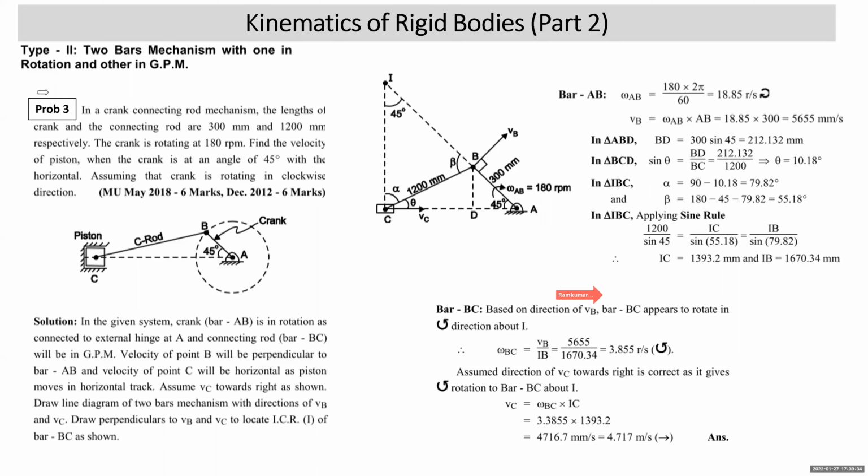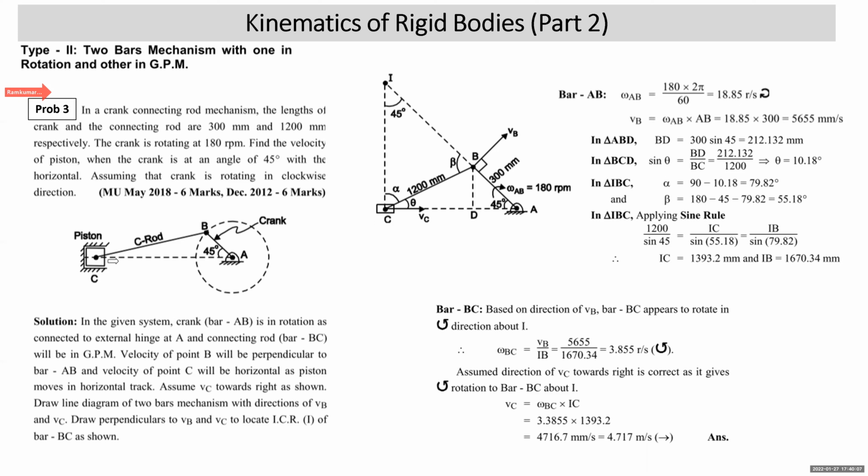All right. We take the next problem of the same type. In a crank connecting rod mechanism, lengths of crank and connecting rod are 300 mm and 1200 mm respectively. That means this is crank, this is of 300 mm and this is 1200. Crank is rotating at 180 rpm. Find the velocity of piston when crank is at an angle of 45 degree with the horizontal, assuming that crank is rotating in clockwise direction.